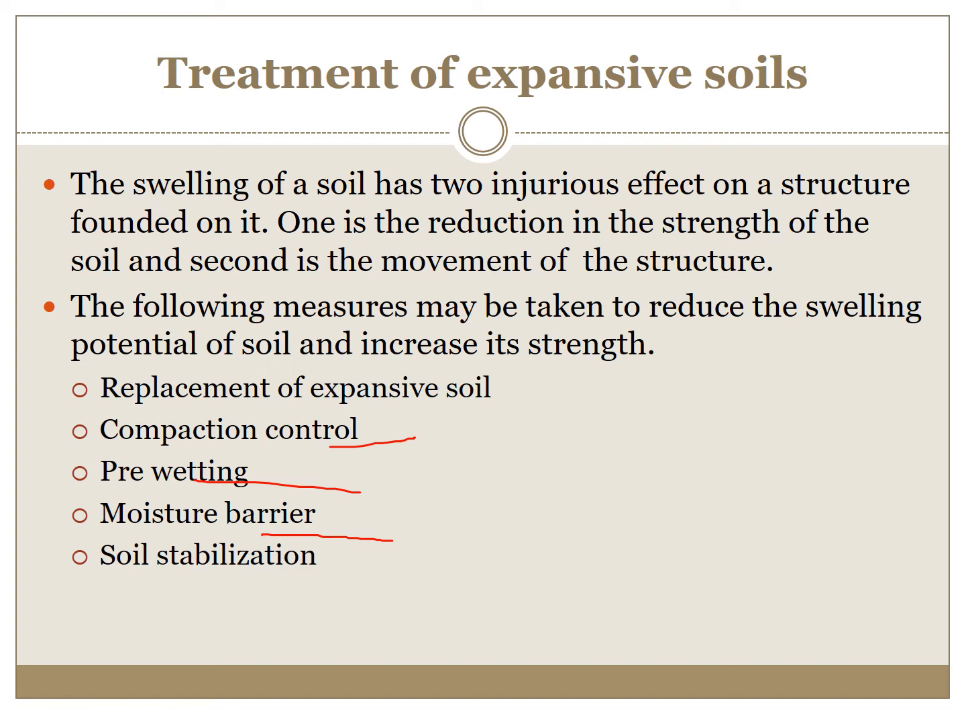Using different types of cement and lime has proved useful for soil stabilization. Addition of about 5 to 7% of lime reduces the swelling and shrinkage characteristics of expansive soil. Another method of stabilization is the pressure injection of lime slurry or lime fly ash slurry into the soil up to a depth of 4 to 5 meter. So these are the treatments for expansive soil.